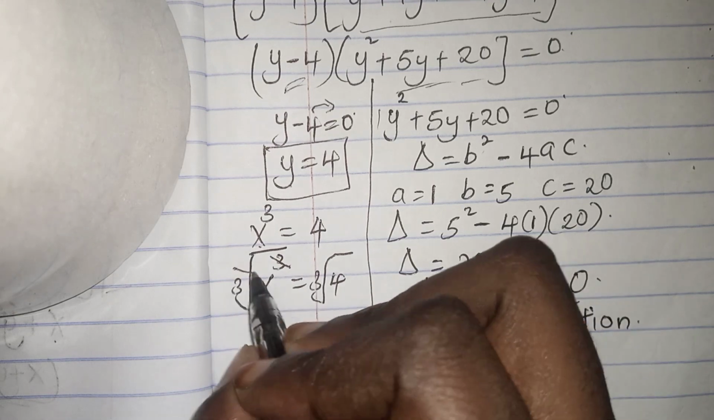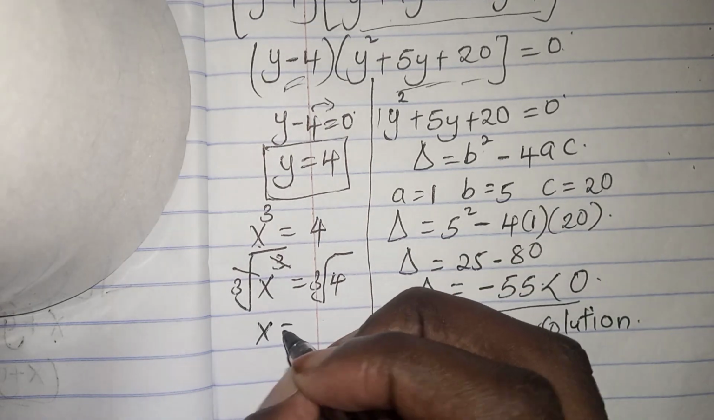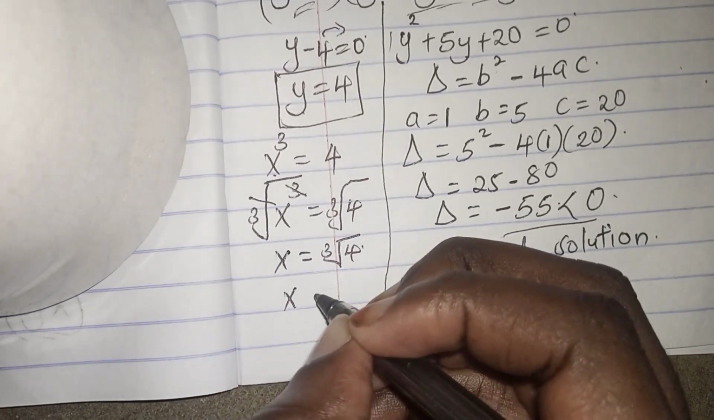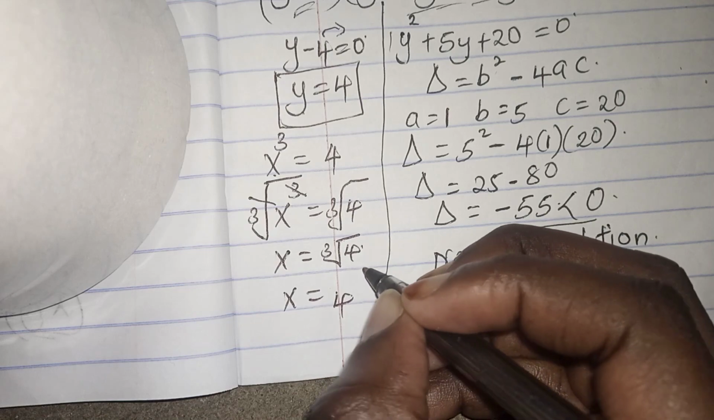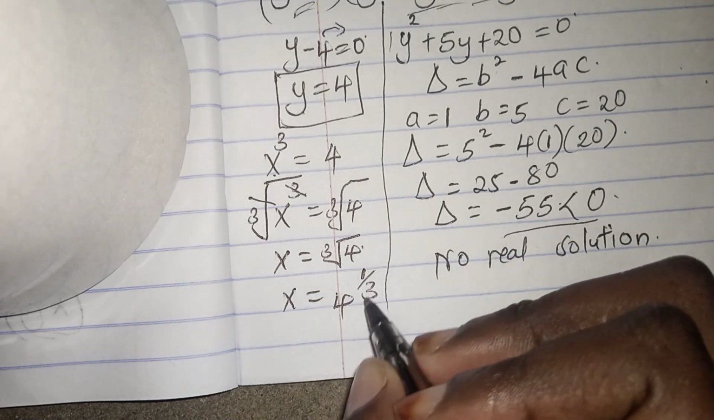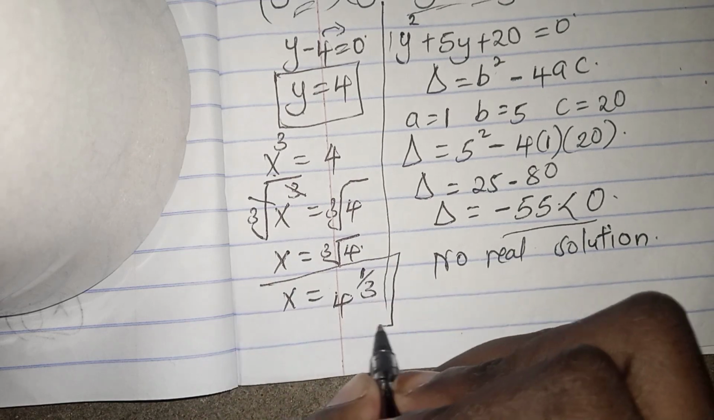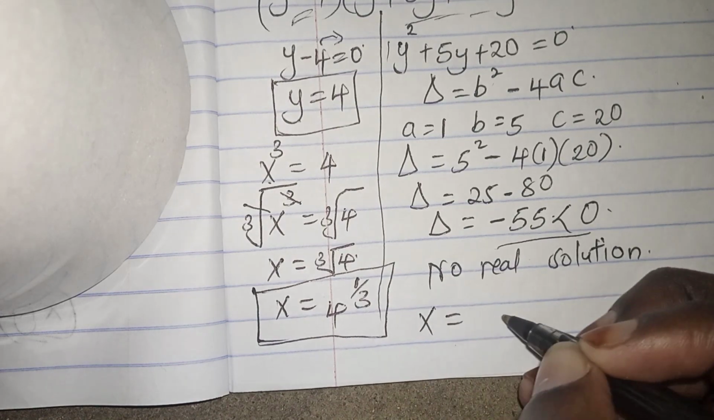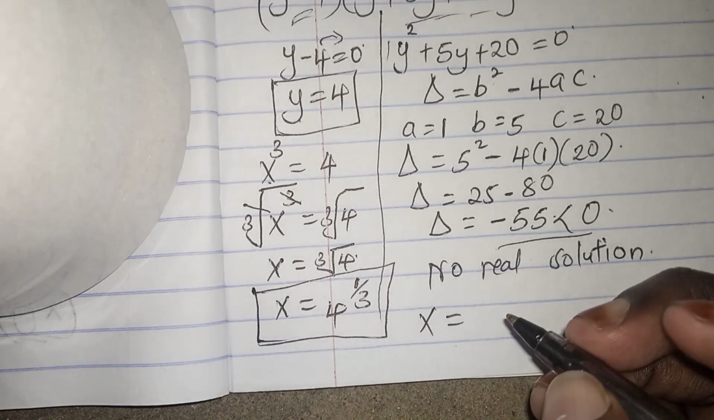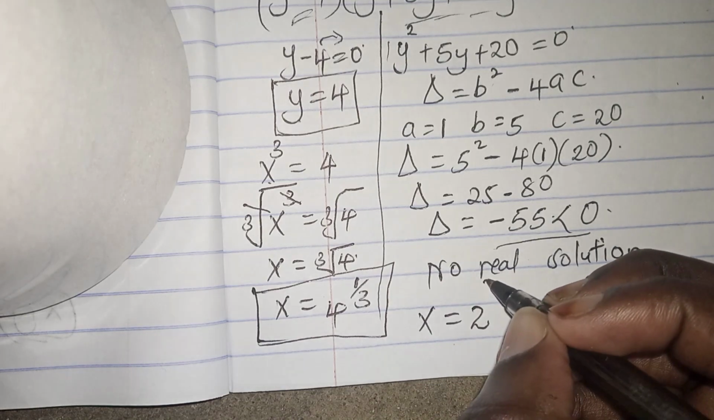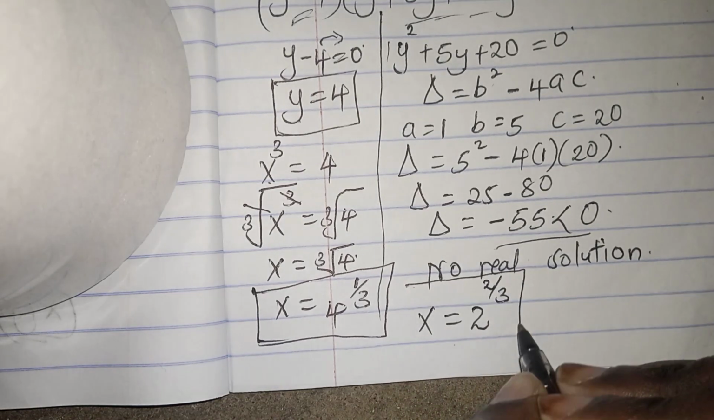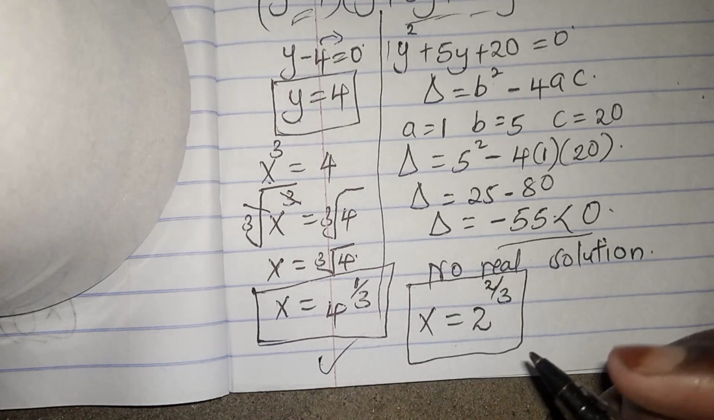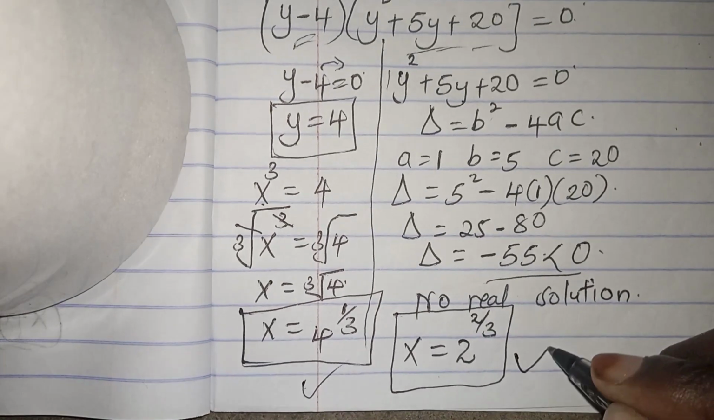So the cube will cancel with the cube root and we'll remain with x is equal to the cube root of 4, which is the same as x is equal to 4 to the power of a third. And this is our final answer. Or you can decide to simplify it further, where x is equal to 4, we can write it as 2 squared. So 2 to the power of 2 over 3. So whichever the way, it is still right. It is still the value of x. So this is our final solution.